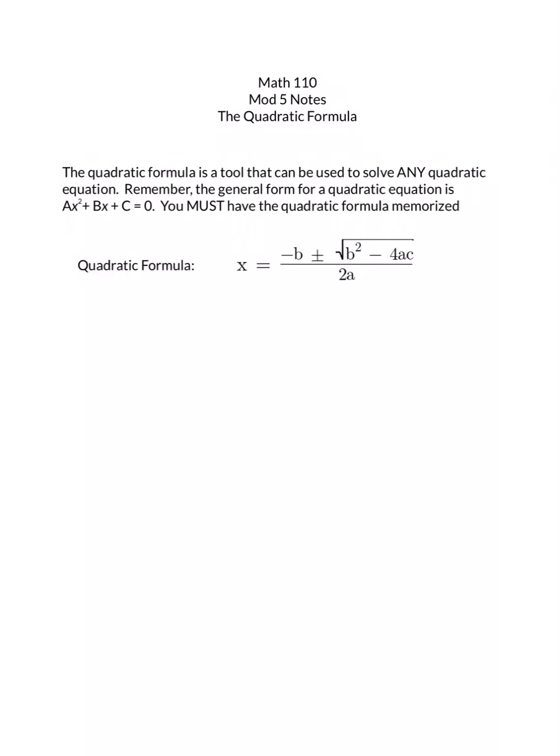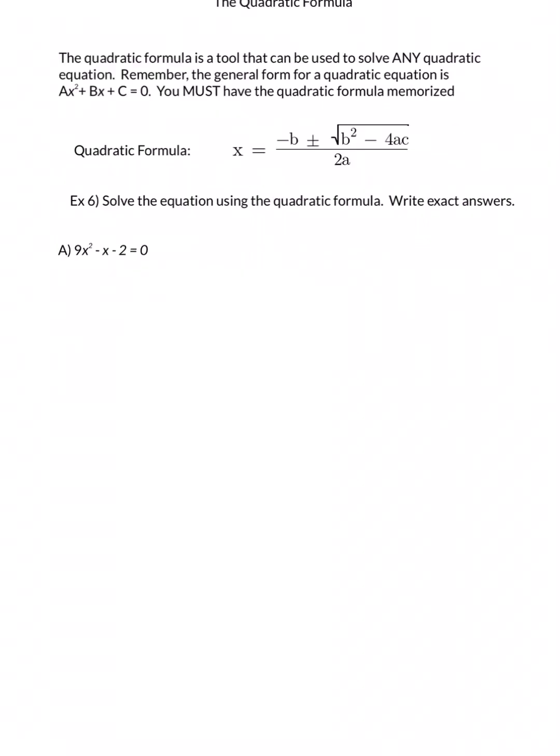The quadratic formula is x equals negative b plus or minus the square root of b squared minus 4ac, all over 2a. On example 6, we want to solve the equation by using the quadratic formula. Our answers are to be written in exact form.